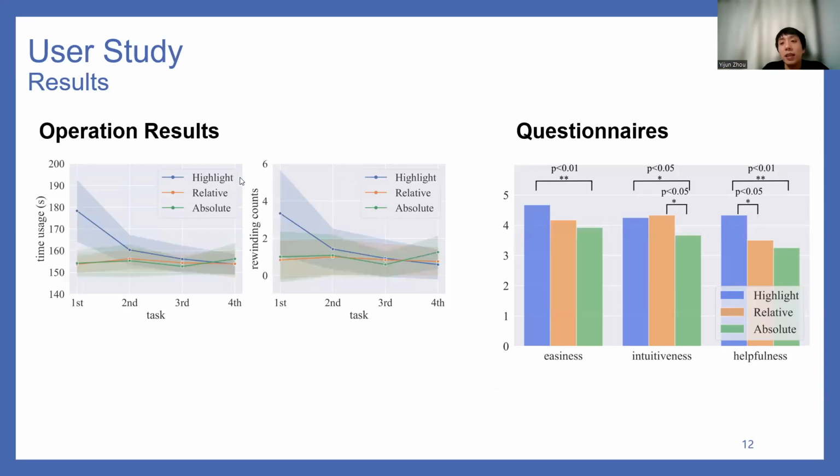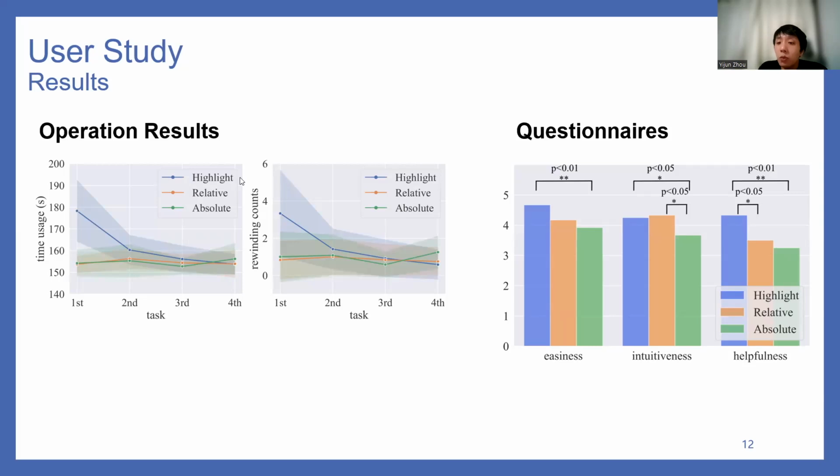We also found a learning effect in the highlight condition. Time usage on each task and rewinding time decreased as participants went on with the tasks. So it means that users were not confident about those highlights at first, and then learned how to label with them as the tasks went on.